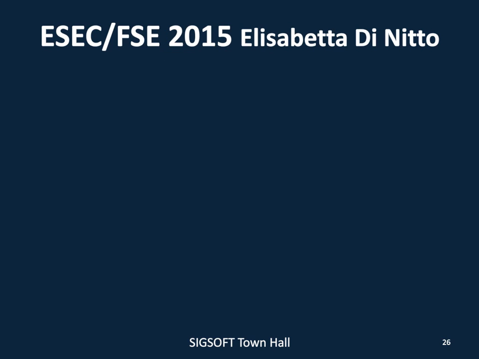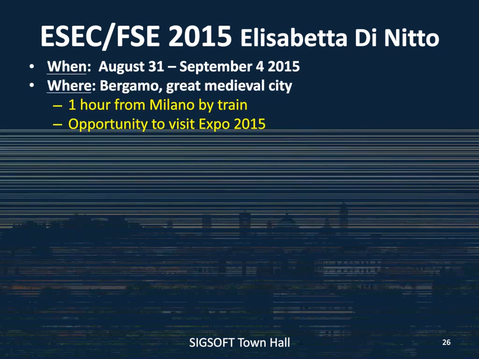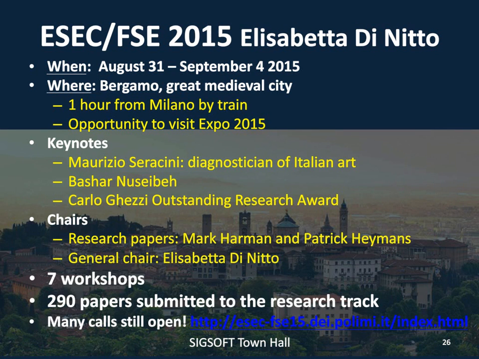This chart didn't quite come out the way I expected, but let's just say that right now ESEC/FSE will be held in Bergamo, Italy, August 31st to September 4th, and the keynote speakers are Bashar Nuseibeh and Carlo Ghezzi, whom I've mentioned before, and also Sorosini, who is a diagnostician of Italian art. Bergamo is 1 hour from Milan by train, and you can go to our website for more information and details. It looks like, as I said, a very cool place to go, and I'll see you there.